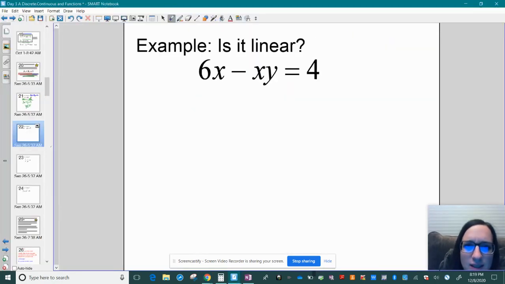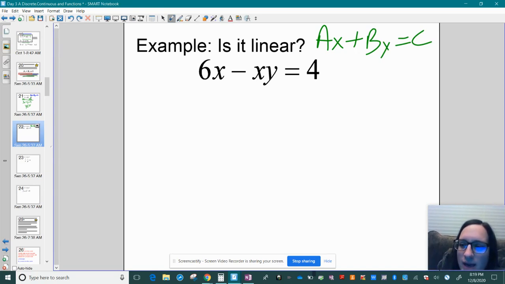So this one, is it linear? Well, the tough part here is that we need to get it into our ax plus by is equal to c. Now, if we divide by y to get the y out of there, the 6x will then have a y and the 4 will have a y, but the y will be gone. So we can't divide the y. We can't divide by x. We could factor out the x, but that wouldn't work either. This one, I don't think we can do. We can't get that.